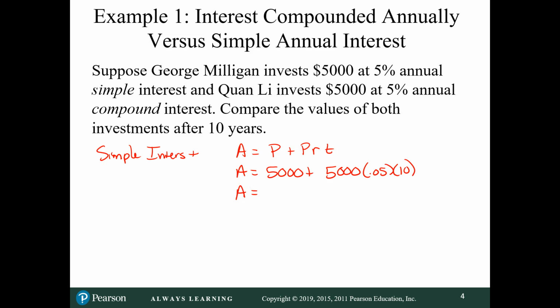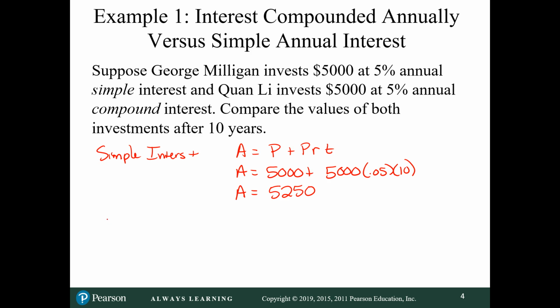Calculator, please. Somebody take 5,000 times 0.05, which I think is $250, and times 10 would be $2,500, right? So this would be $7,500 using simple interest. He got 5% over 10 years' time.